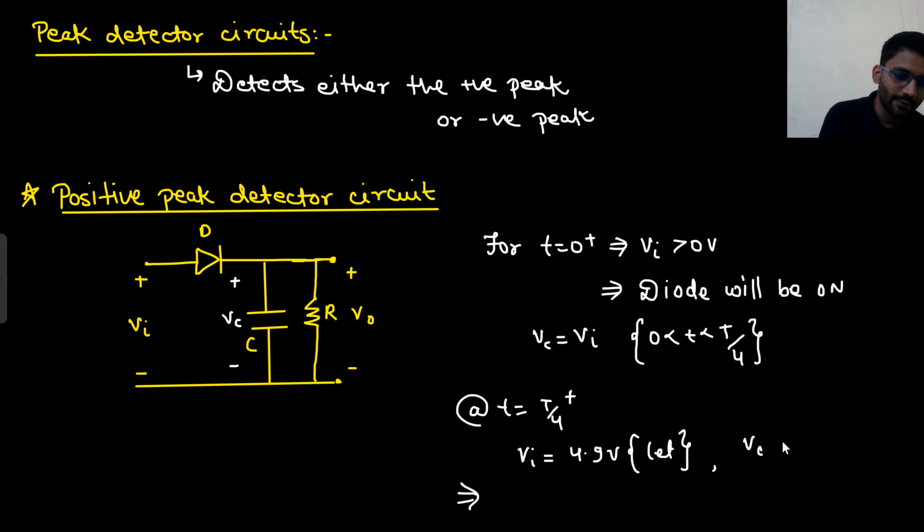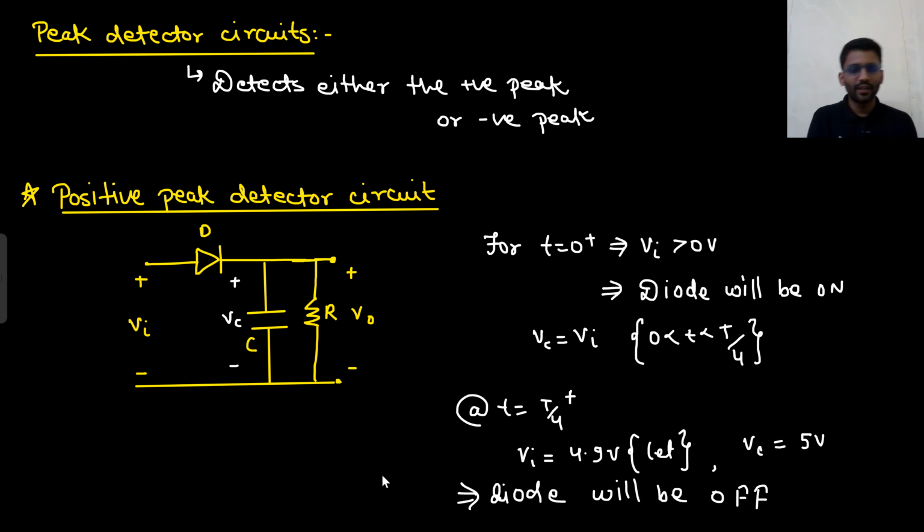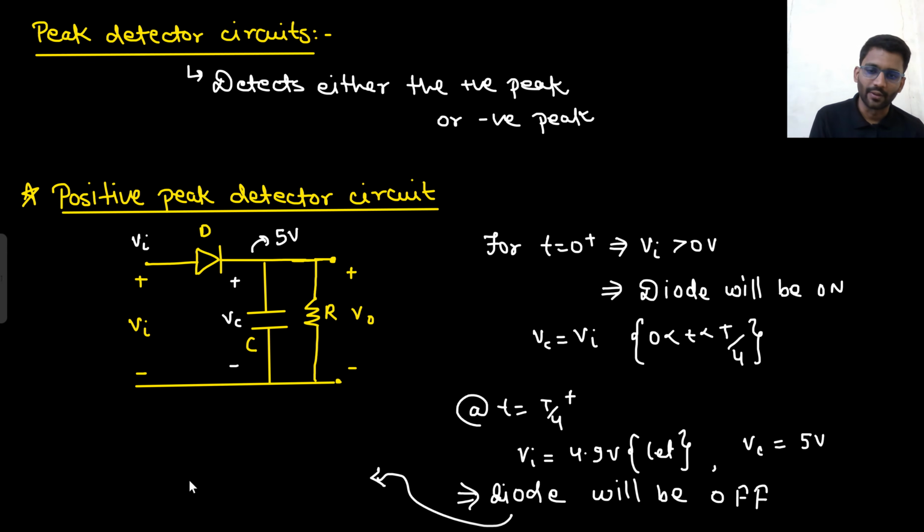And VC is at 5 volt only, right? Now your diode is off. Now to turn on the diode, what do you need to do? This end is at 5 volt, and this end is at Vin.